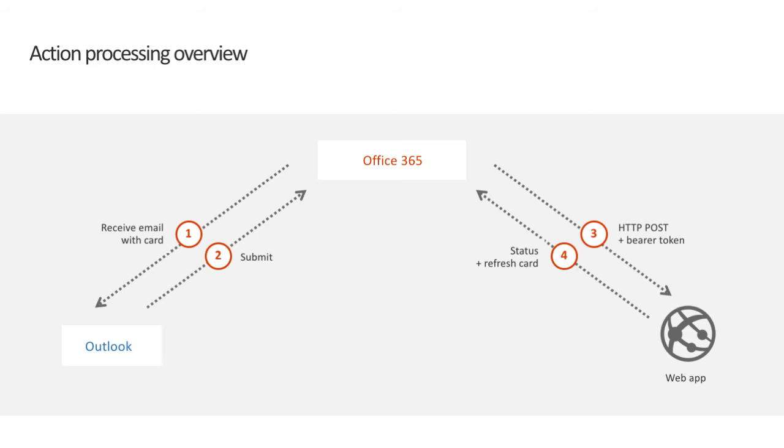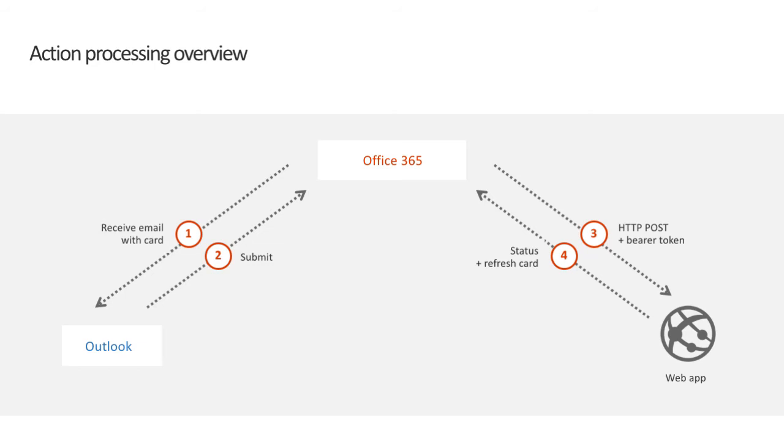The way it's going to work is that in step 1, the user is going to receive an email with the actionable message embedded in the script tag. And then in step 2, the user is going to interact with the message that is defined in the card using something like an HTTP post. That post is going to be sent to Office 365, and then in step 3, it will be sent via Office 365 to a pre-registered endpoint that I've whitelisted using the developer dashboard.